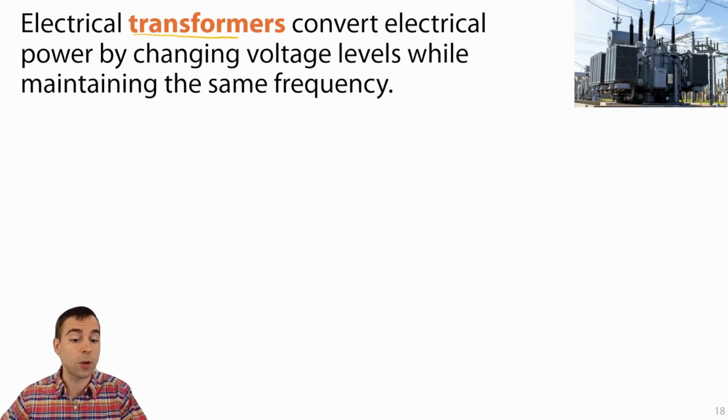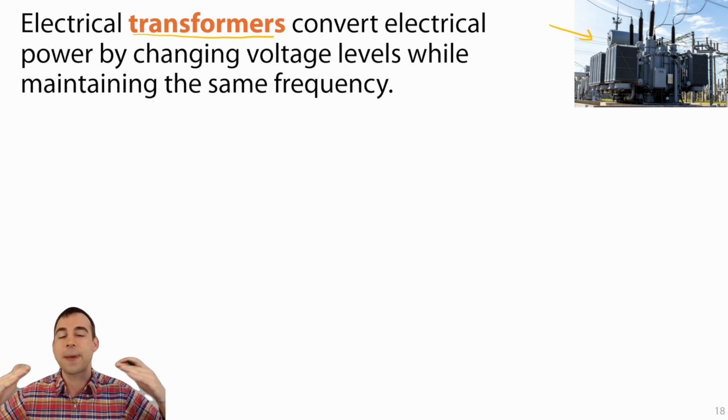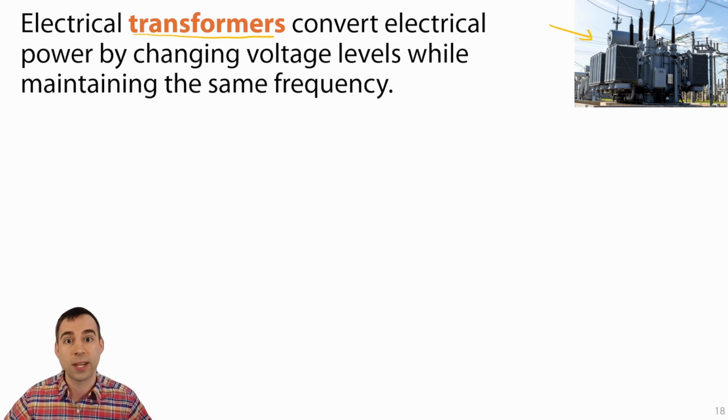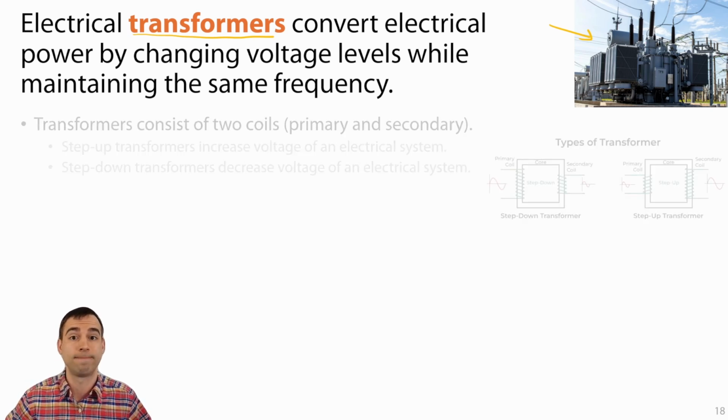Electrical transformers are a way of converting electrical signals between different voltages. This is ultimately what these large electrical power plants look like outside of a city. These transformers are taking high voltage electrical signals from a power plant and stepping them down to the voltage level that is useful for household applications.